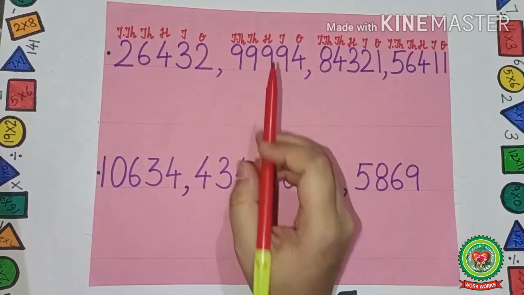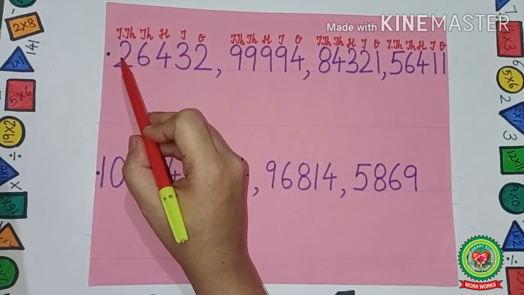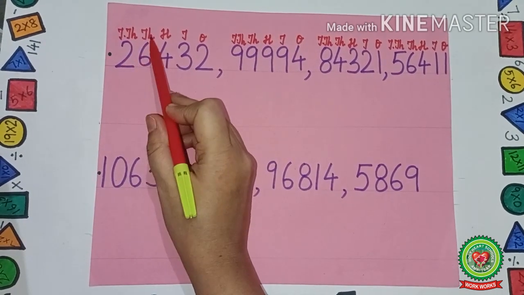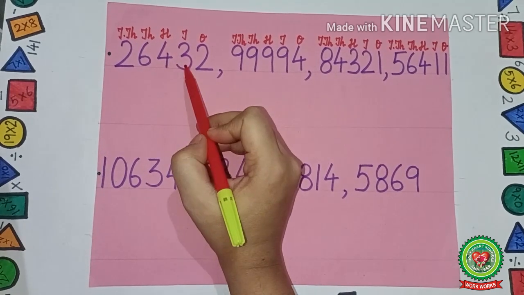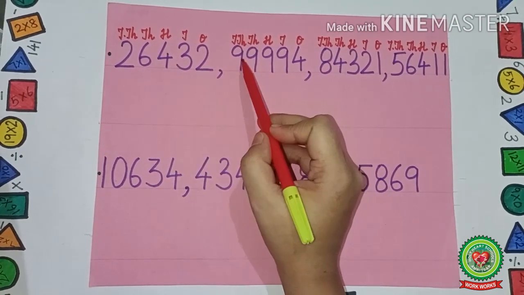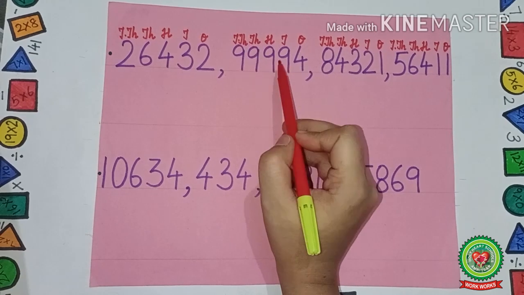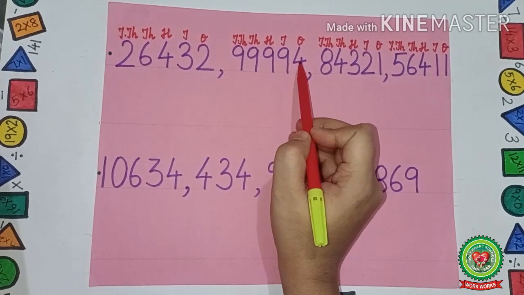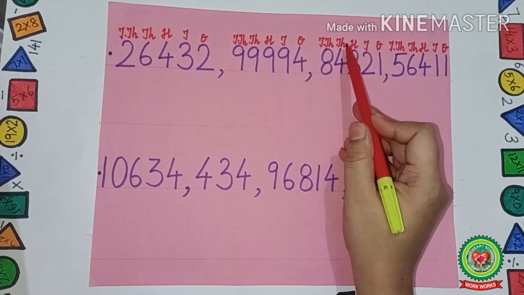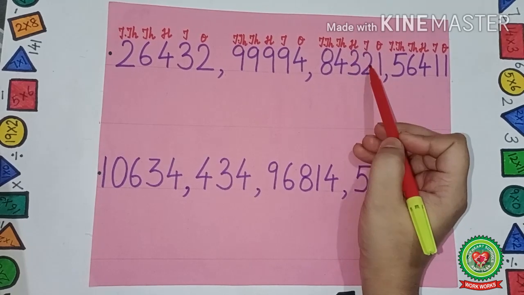Now again we will read the number carefully. Now first number is 26,432. 99,994. 84,321.